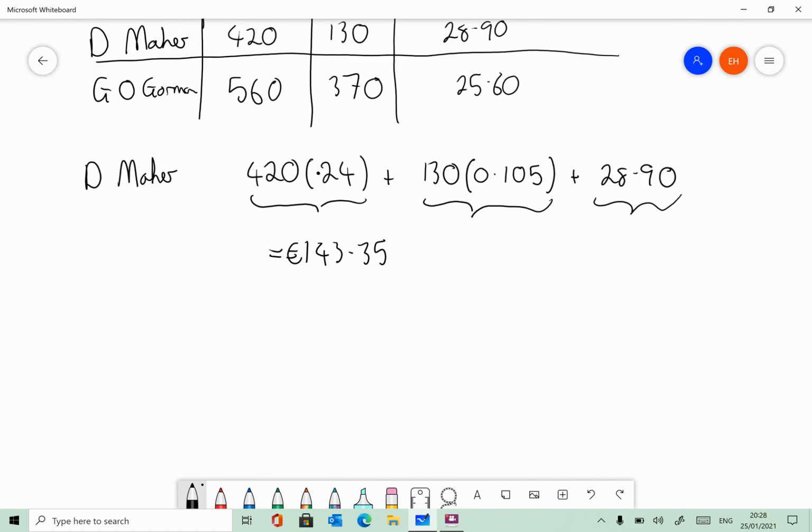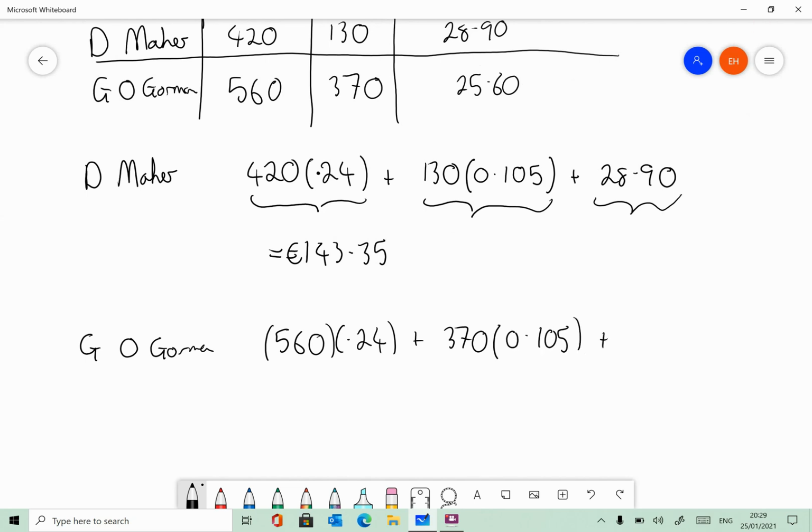Let's take a look at G. O'Gorman now. So he's going to have to pay 560 times 0.24 plus 370 times 0.105 plus his standing charge, which is 25.60. So again, into the calculator: 560 times 0.24 plus 370 times 0.105 plus 25.60 equals 198.85. So the amount of money that G. O'Gorman will have to hand over is 198.85.